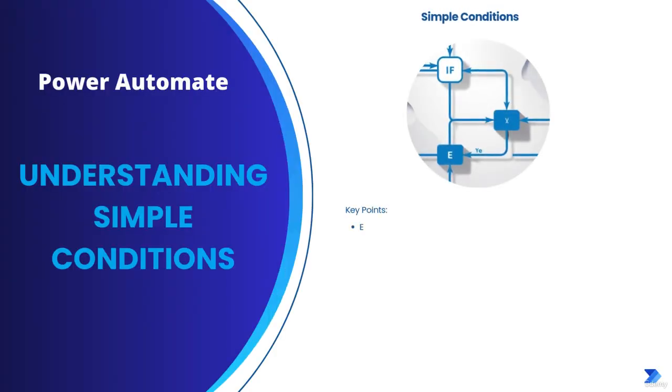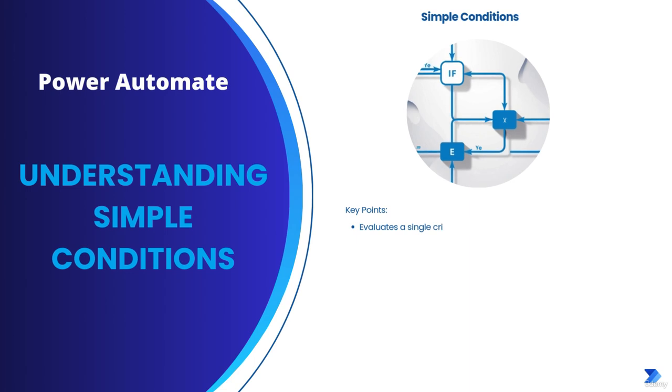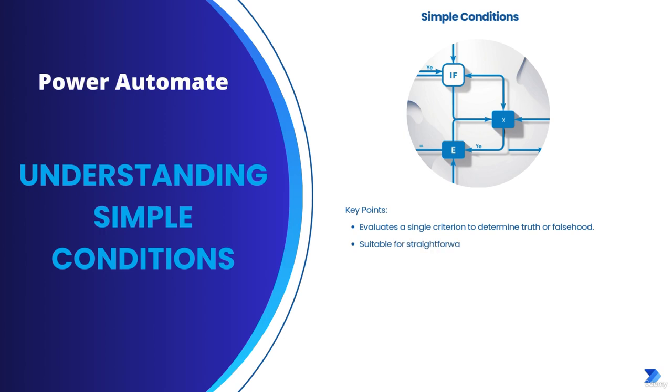Simple conditions. A simple condition evaluates a single criterion to determine whether it is true or false. This is the most basic form of a condition and is often sufficient for straightforward flows. For example, in a simple condition, if an email's subject line contains the word urgent, forward it to the manager. In this case, the flow only checks one condition, whether the subject line contains the specified word, and then acts accordingly. Simple conditions are easy to set up and maintain, but may become limiting when more complex decision-making is needed.